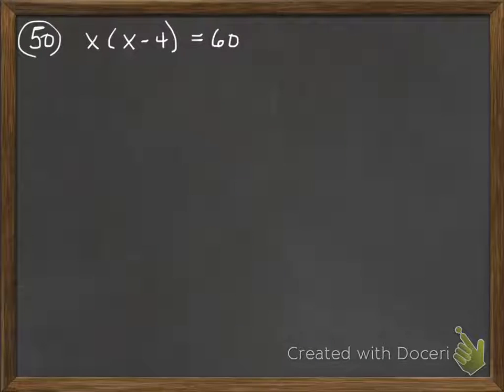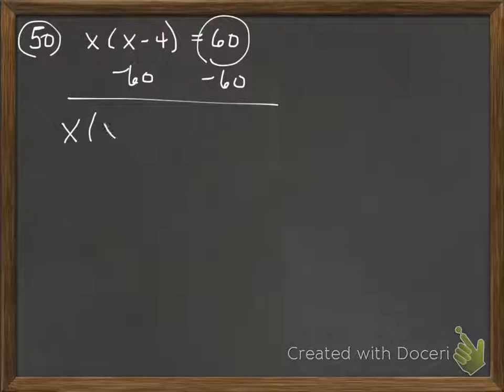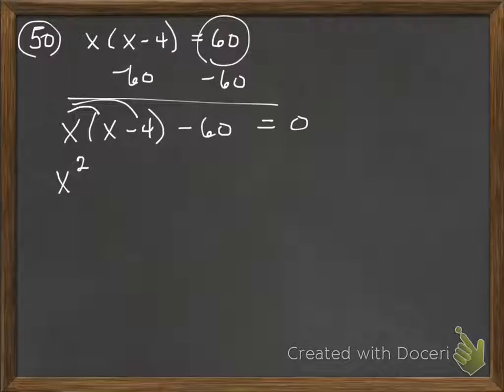Alright, last one. If we're solving by factoring, again, we have to have one side equal to 0, and it is not equal to 0. So I'm going to subtract 60. I'm going to get x times x minus 4 minus 60 is equal to 0. We really don't need x times x minus 4. That's not going to help us factor, so let's go ahead and simplify that out by distributing the x. So we get x times x, which is x squared, x times negative 4, which is negative 4x, minus 60 equals 0. So now we're in good shape. One side is equal to 0, the other side is a trinomial, which will factor.